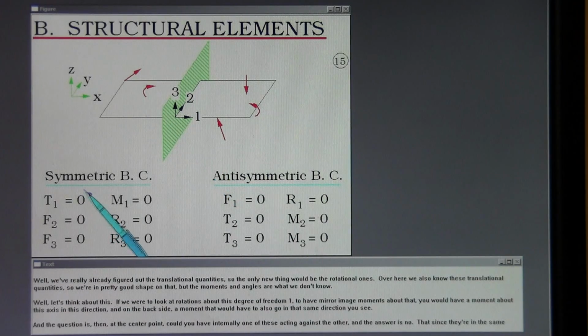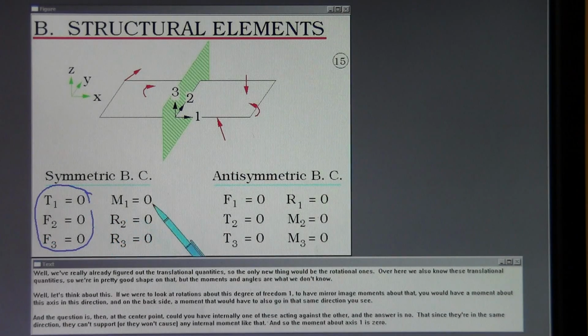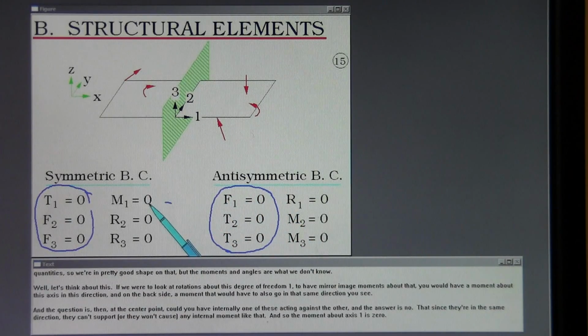Well, we've really already figured out the translational quantities, so the only new thing would be the rotational ones. Over here we also know these translational quantities. So we're in pretty good shape on that, but the moments and angles are what we don't know.